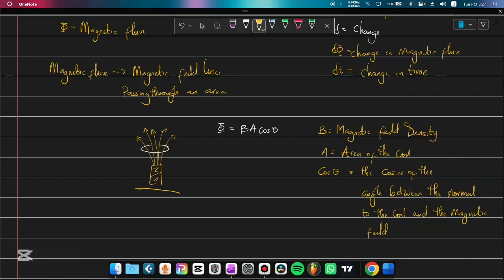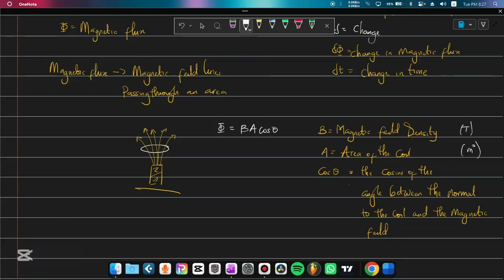Yeah, let's try and even visualize this. B means how much field lines do we have from this magnetic field. That's the magnetic field density. B is measured in Tesla. We've talked about it before. A is measured in meters squared, because area is measured in meters squared.